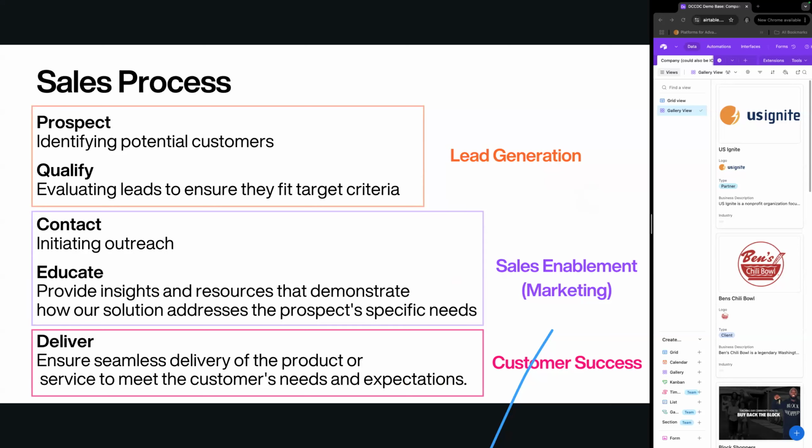So this breaks down what I was just talking about: prospecting, identifying the potential customers; qualifying, evaluating those leads. Do they fit our ICP target criteria? Contacting them; educating them, with the insights and resources that demonstrate how our solution addresses their specific needs; and then ensuring that the product or service is seamlessly delivered to them and meets their expectations, all the promises that you made.